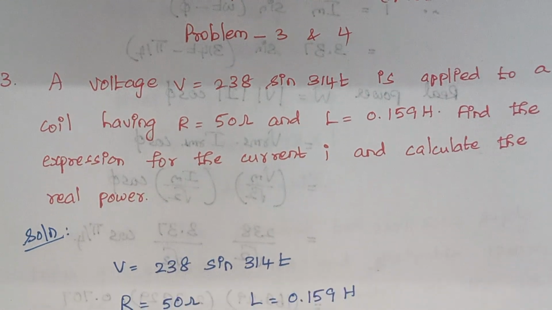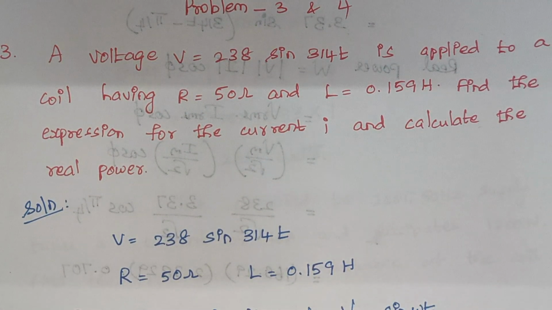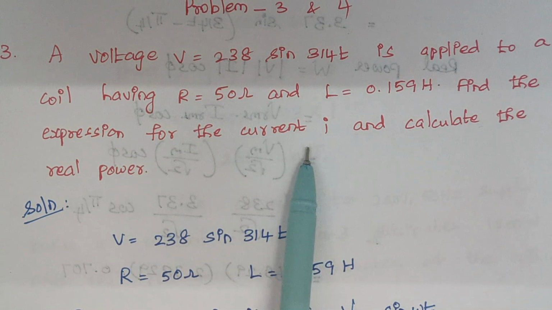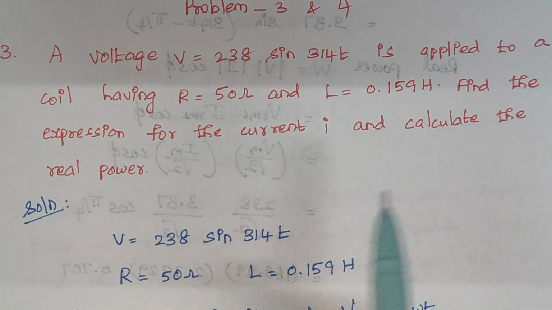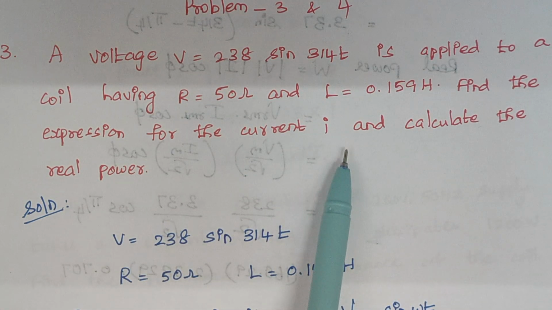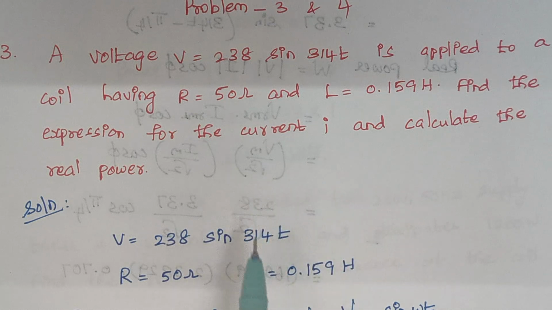So first we are writing the given parameters: the expression for voltage, the value of resistance and the value of inductance. Here we are asked to calculate the current and the real power. Since this is an RL circuit, what will be the expressions for voltage and current?